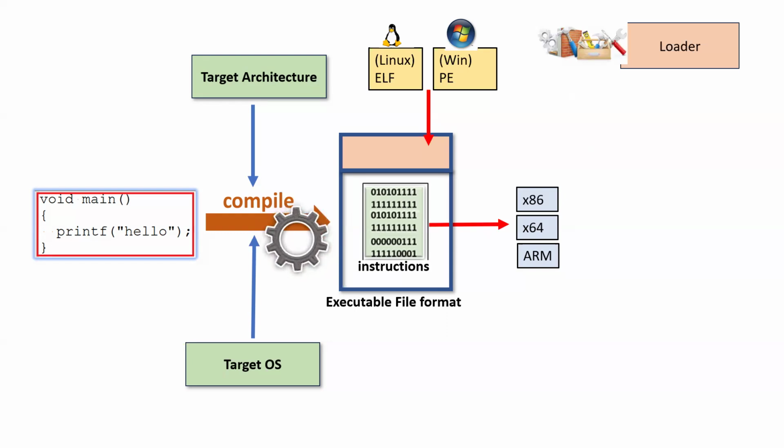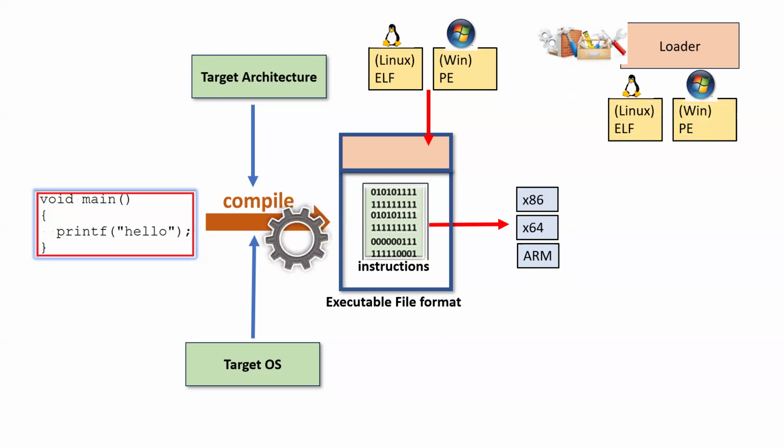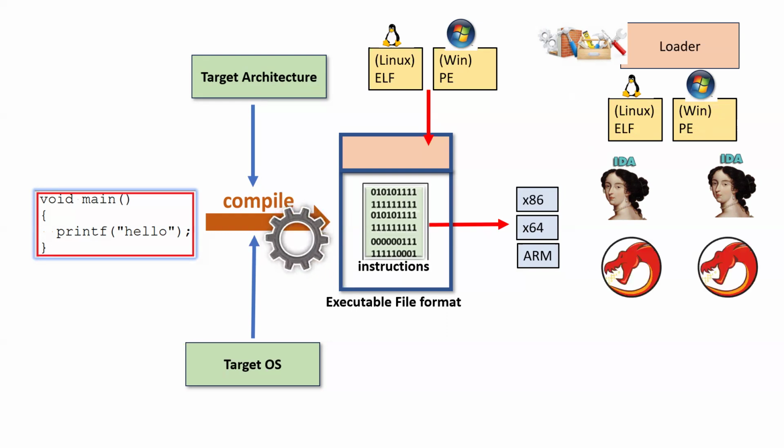Now, tools like Ghidra, IDA Pro, x64dbg, and others have something known as a loader, which is capable of parsing these executable file formats. So IDA is capable of parsing both ELF and PE files. Ghidra also has similar capabilities, while OllyDbg and x64dbg are capable of parsing only PE executables.